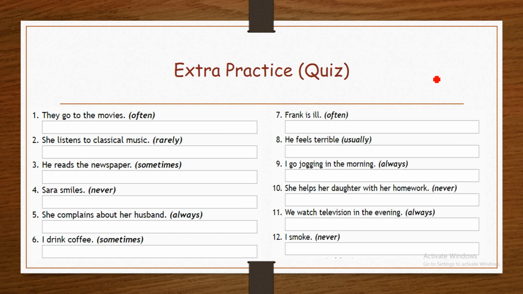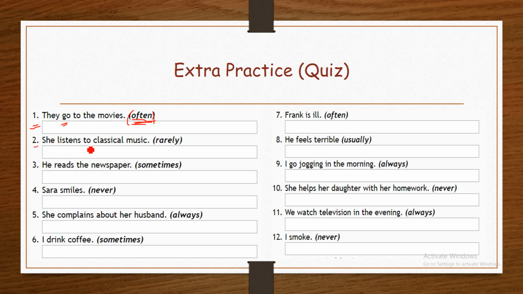Extra practice or a quiz. Number one. They go to the movies. In these examples, we have to put the adverbs of frequency in the appropriate place. We have a main verb. We said when we have a main verb, subject plus adverb of frequency plus main verb. Therefore, they often go to the movies.